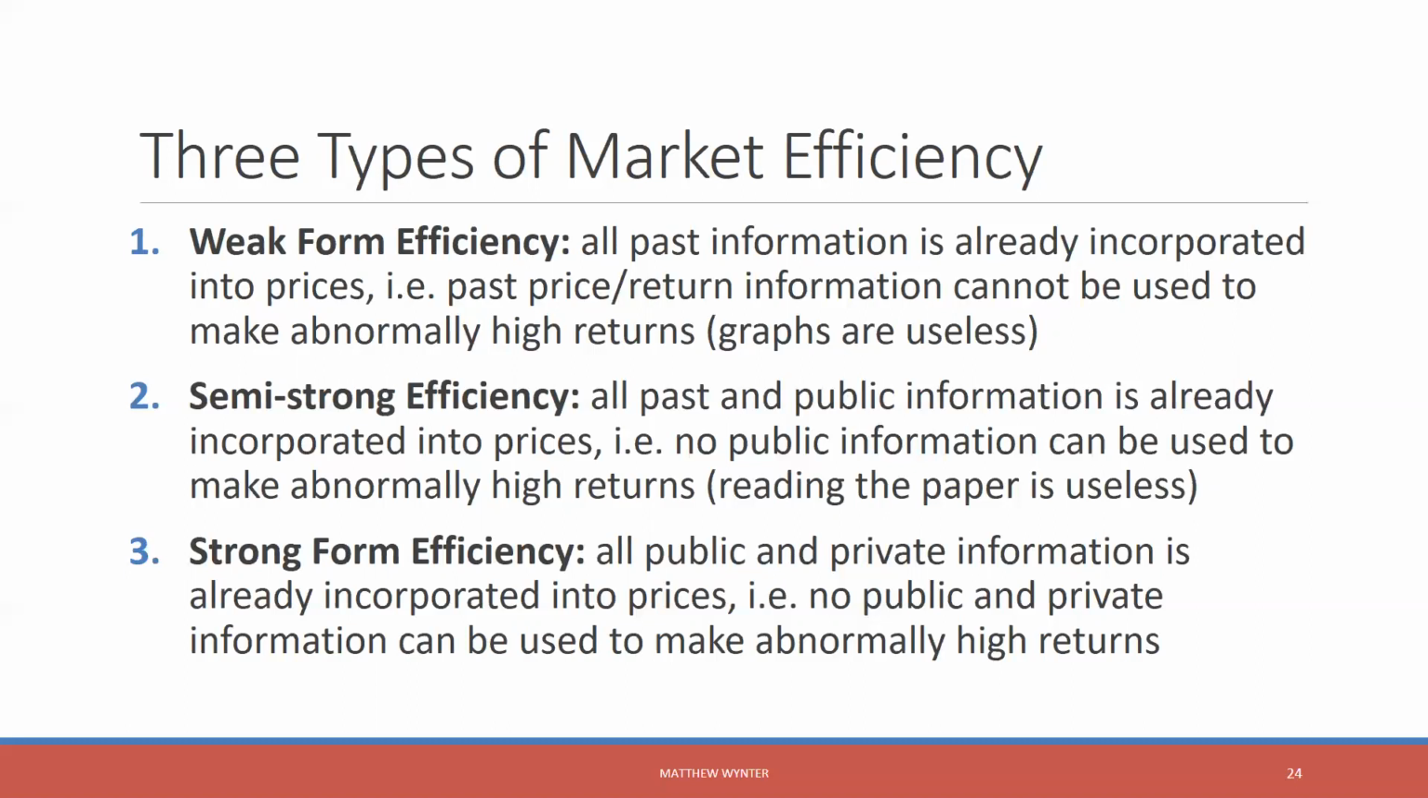And then the third type is the strongest type, strong form efficiency. We have all public, all past, and now private. So no public or private information can be used to make abnormally high returns. So these are the three forms of market efficiency.